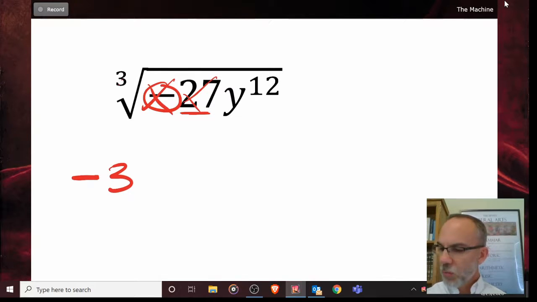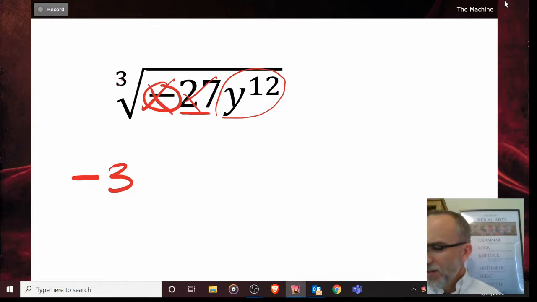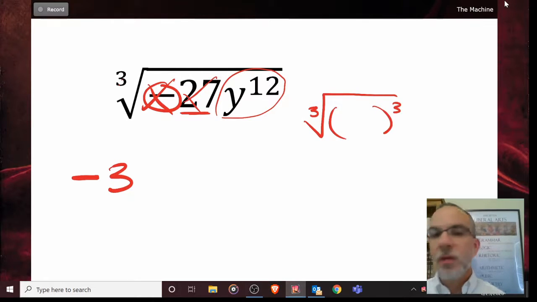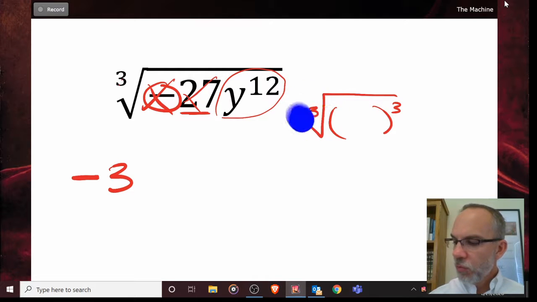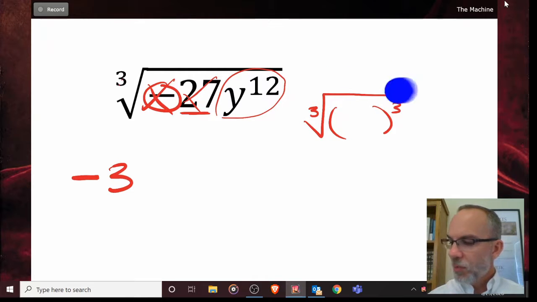Okay. What is the cube root of y to the 12th? Well, what does that mean? Can't I say that that's the cube root of something cubed? If I can figure out how to write y to the 12th as something cubed, then this cube root will cancel this cube, and I'll just have what's in the parentheses left over. How do I write y to the 12th as something cubed?